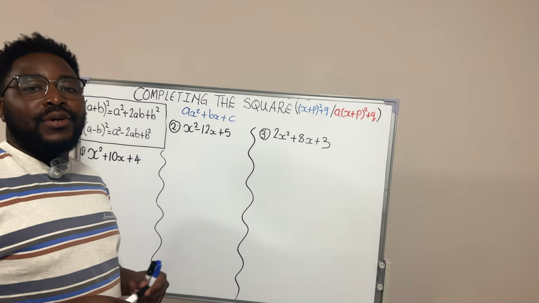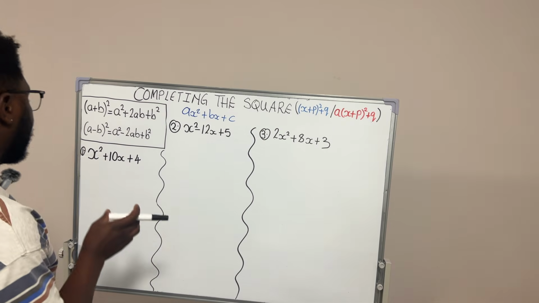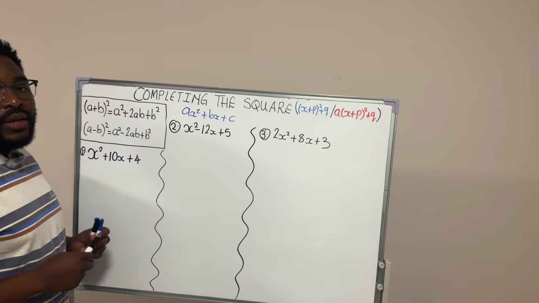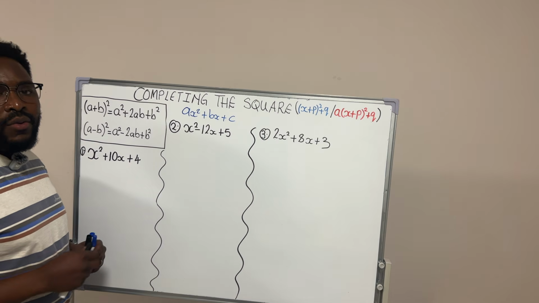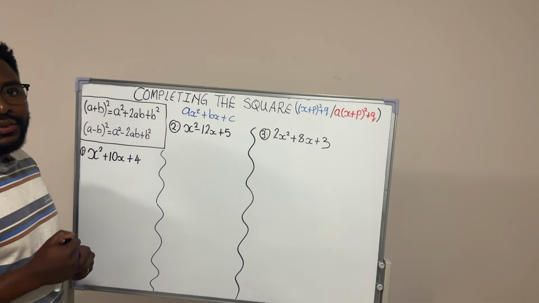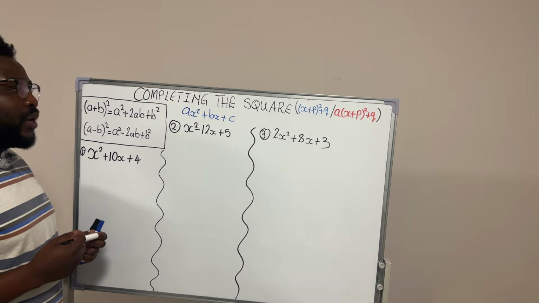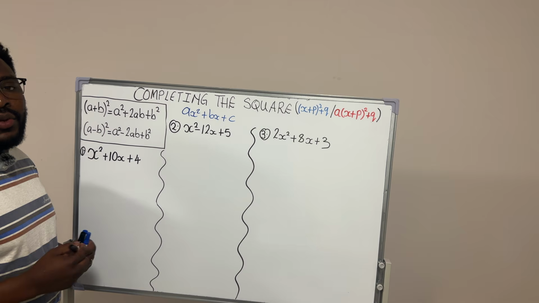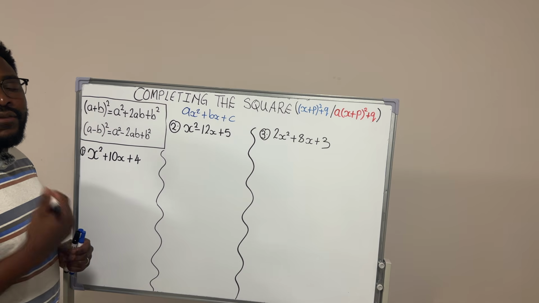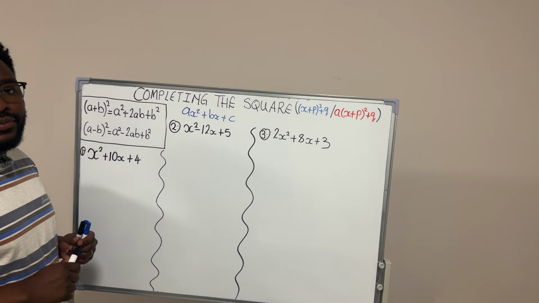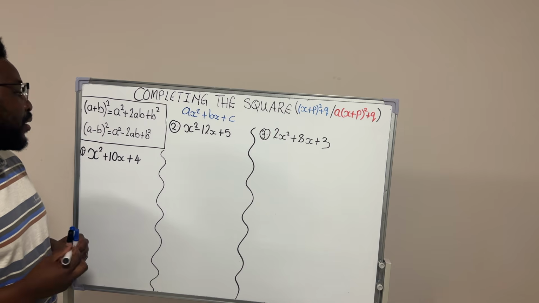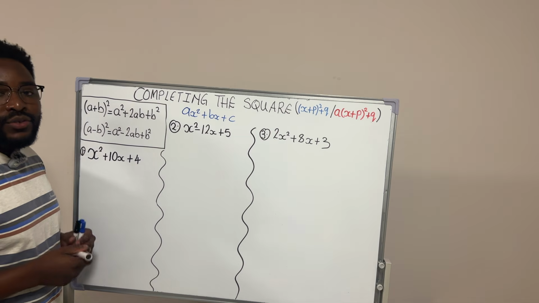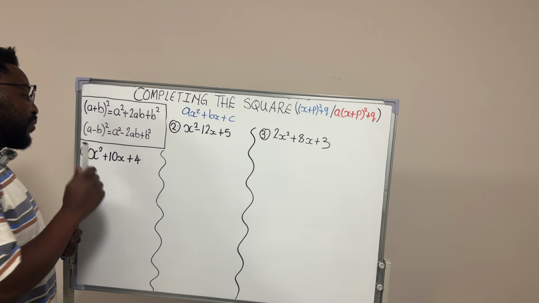Okay, so now let us look at our first question over here. Yes, but before we begin looking at these questions, there's something that I want to mention. Whenever we are completing the square, we have to make sure that the leading coefficient is 1. Okay, with that in mind, let us then get into looking at our first question.